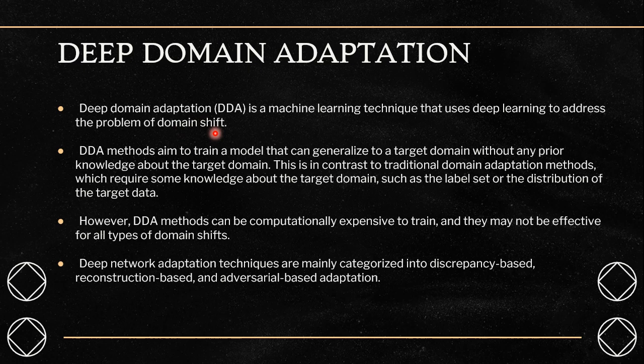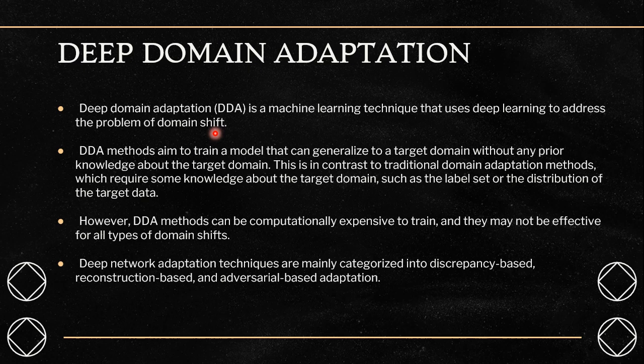And here we are taking the deep domain adaptation. So what is meant by deep domain adaptation? When we are using some neural network or deep learning, in that case we call it deep domain adaptation. So what is that? It tries to train the model without any prior knowledge.